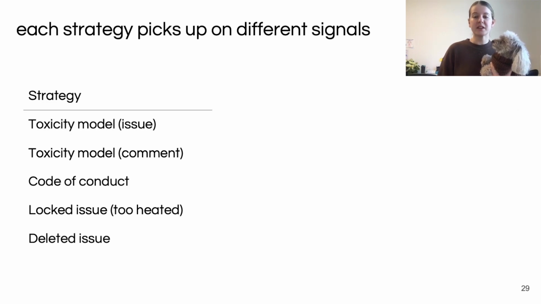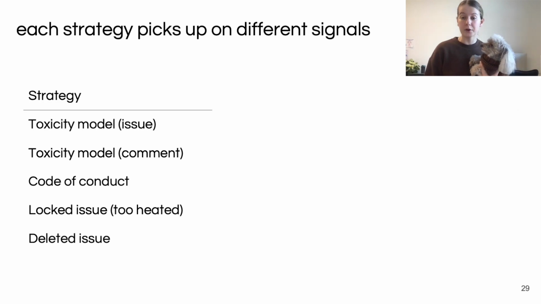Now, if you recall, I mentioned that each of these detectors picks up on different signals. And we chose these 5 detection methods because the signals that they pick up on complement each other. For example, the toxicity detector is good at detecting toxicity that has obvious curse words and direct aggression, whereas identifying issues where they've been locked as too heated or mention the codes of conduct might give us an opportunity, and did give us an opportunity, to identify issue threads where the person was responding to a case of toxicity that was not in and of itself able to be identified by the pre-existing models.